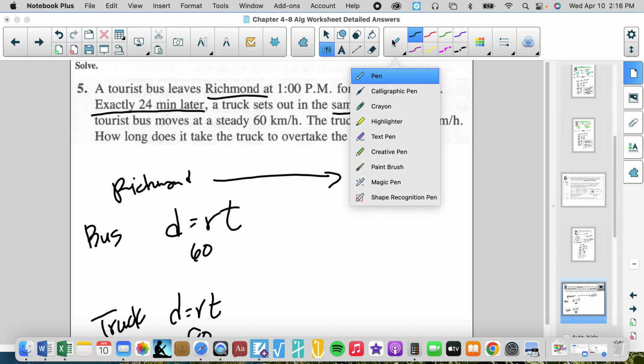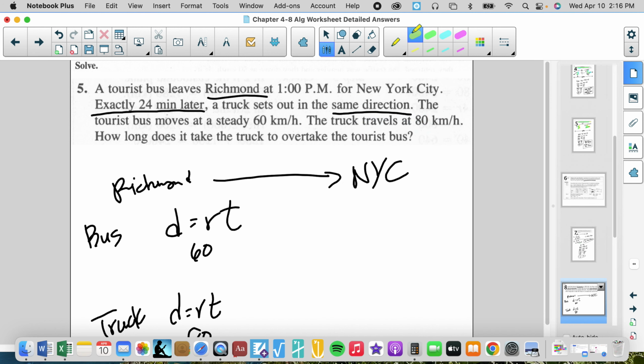Have we noticed something? Did you notice a little place where they're going to try to trick you? Your speed is in hours. Your time that they gave you was in minutes. So when we plug in for time, we can't plug in minutes, because our rate is in kilometers per hour, so we have to convert our time to hours.